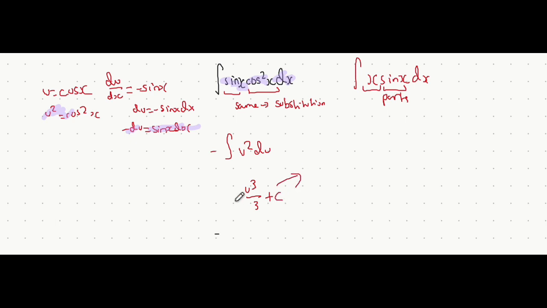As your final answer, you don't want to include u in it, so you want to replace u with cos x, so it becomes minus cos cubed x all over 3 plus c. And that's everything for this question.